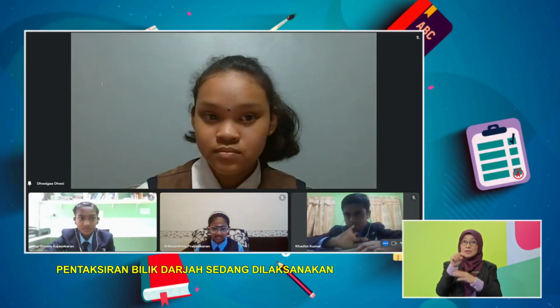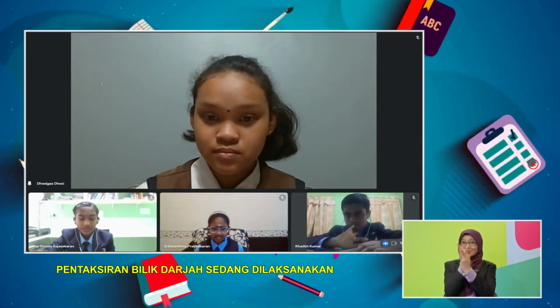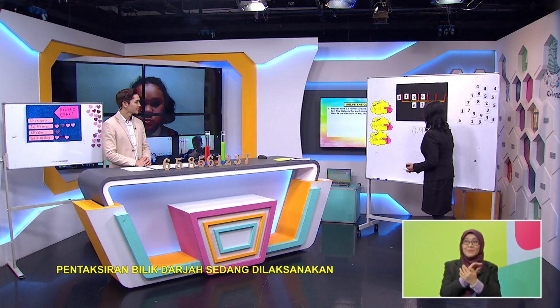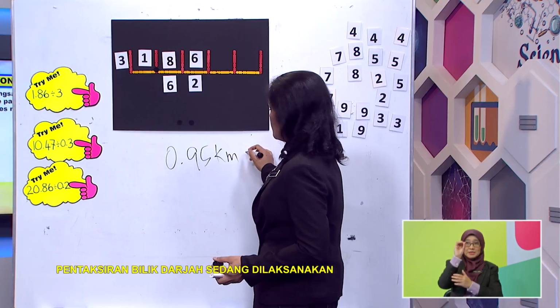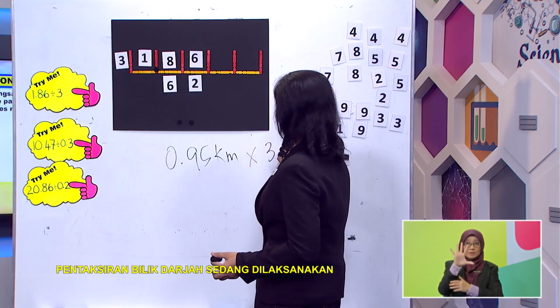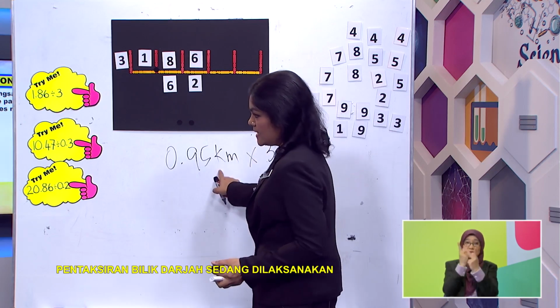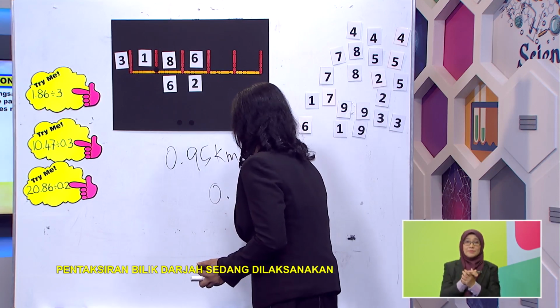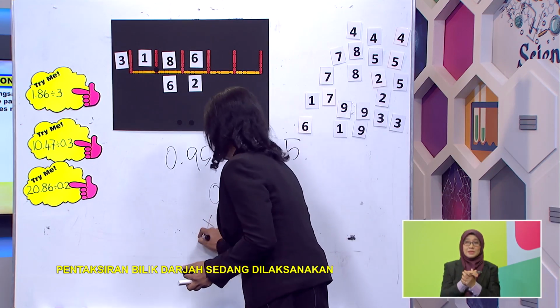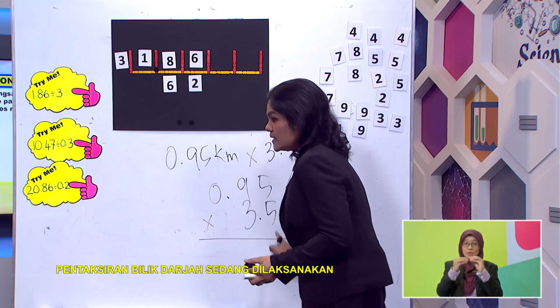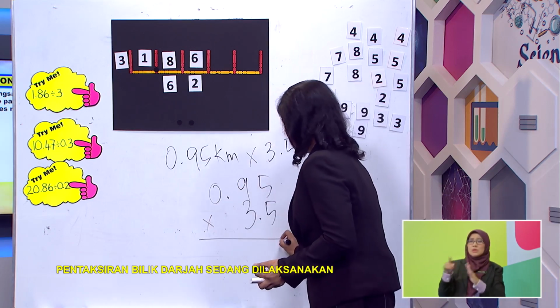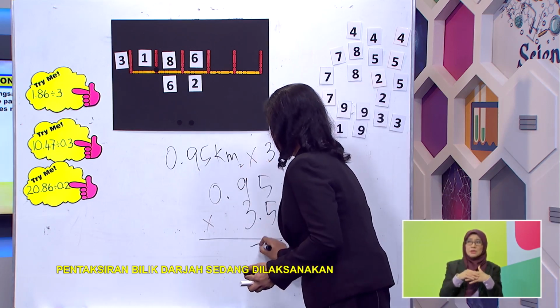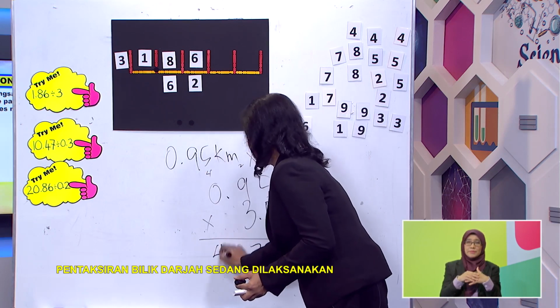Of course, multiplication. So what you do here, the mathematics is 0.95 kilometer times 3.5 rounds. Okay, this is the unit. So as usual, you stack down the numbers. You write down, you ignore the decimal point there. Okay, who can help me? Yes, Hanif?